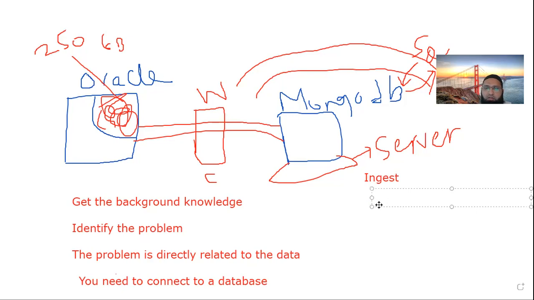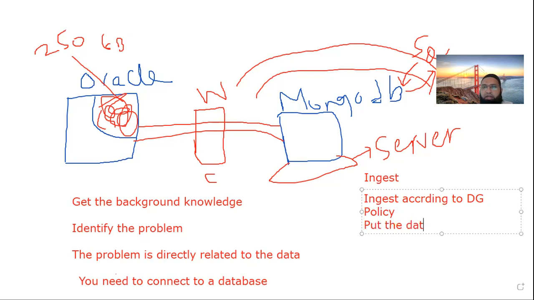Ingest according to data governance policies. Okay. So you ingest according to data governance policy. Then you put the data in the W machine, which is the wrangling machine, let's say, or the wrestling machine. You can also call it wrestling.